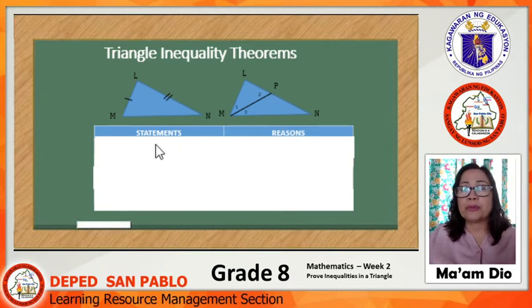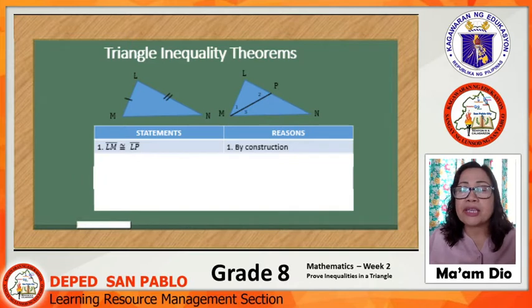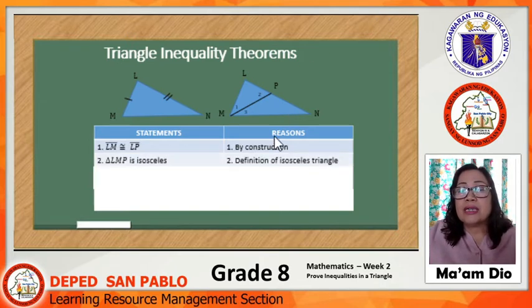Now again, we want to prove that this angle LMN is greater than angle LNM. What would be our first statement? Of course, our first statement would be LM is congruent to LP, and the reason is by construction. Okay? Next. Statement number 2 is that triangle LMP is isosceles because the definition of an isosceles triangle states that if two sides are congruent, then our triangle is an isosceles triangle. Next.